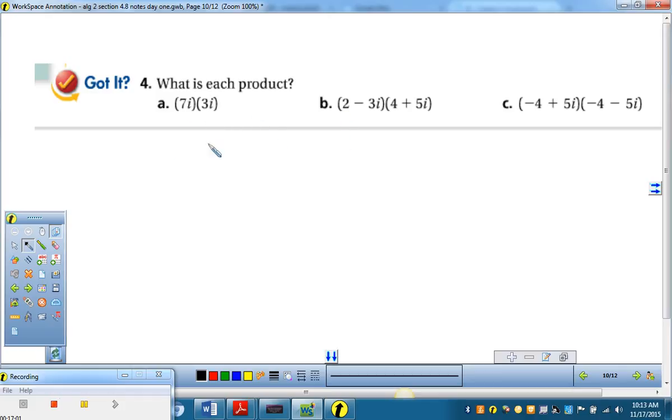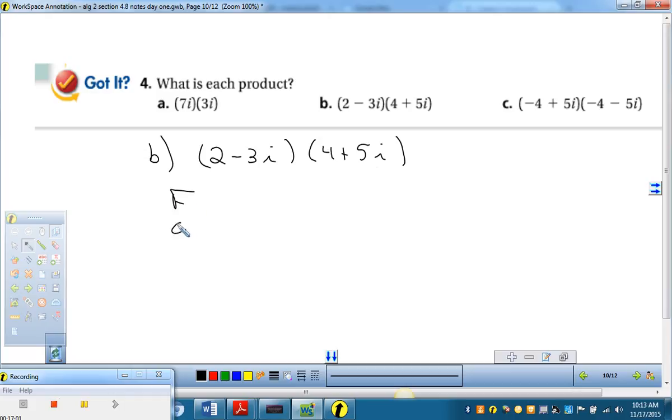And let's just do B. Here we have 2 minus 3i. Will you FOIL this? Yes. Okay. 4 plus 5i. And yes, it's 2 binomials. So we are FOILing. First, outer, inner, last. First is 2 times 4, giving me 8. Yeah, I'm going to do it out loud. I'm going to do 2 times 5i.